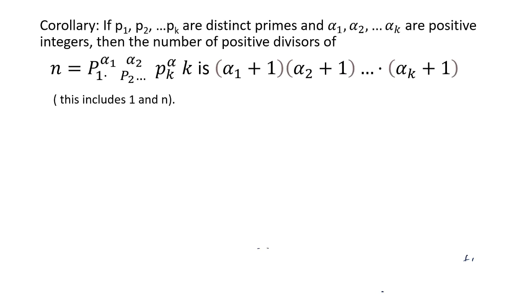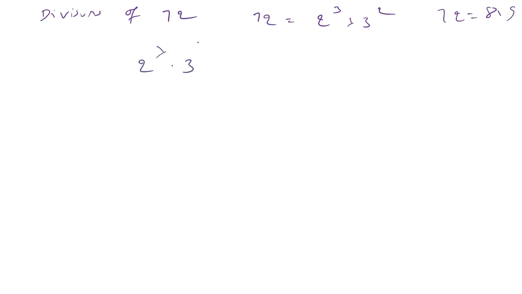Let us try to understand this result using an example. After understanding the result, we can give the proof easily. So let us try to find out the divisors of 72. So 72 we can write as 2 cubed times 3 square. 2 cubed is 8, 8 times 9. 72 is 8 times 9, 8 you can write as 2 cubed and 9 you can write as 3 square. So let us try to write down the divisors of 72. Any divisor of 72 will be of the form 2 raised to lambda times 3 raised to beta.